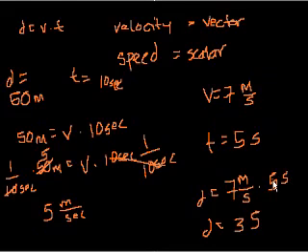So we have meters over second times seconds. You can almost treat them like variables, but they're not. They're units. So meters over seconds times seconds, well then a second in the numerator and a second in the denominator cancel out. So you're left with 35 meters. And there, not only do you have the right number, you have the right units.